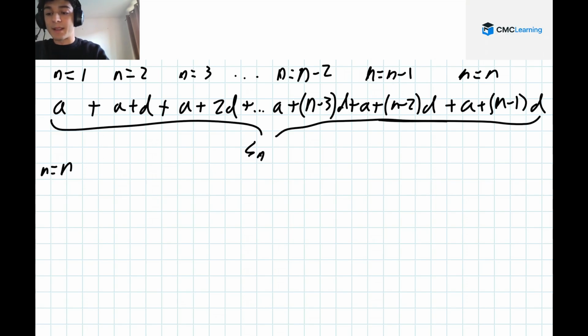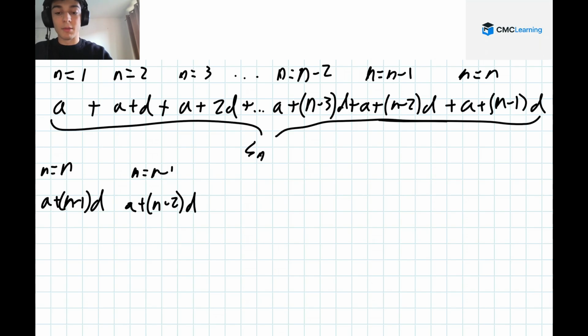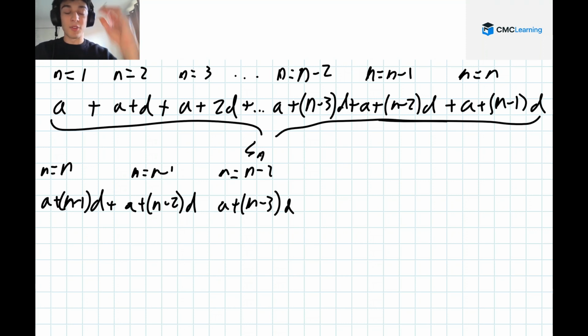So we have n is equal to n, so this is n minus 1 multiplied by d. When n is equal to n minus 1, we have n minus 2 multiplied by d. And of course all these terms are added to each other. n is equal to n minus 2 with a plus n minus 3 multiplied by d. Then we'll do the very same thing. So we're doing 3 n's at the very beginning and very end of our sequence, so we can do our dot dot dot. Of course these terms are added.